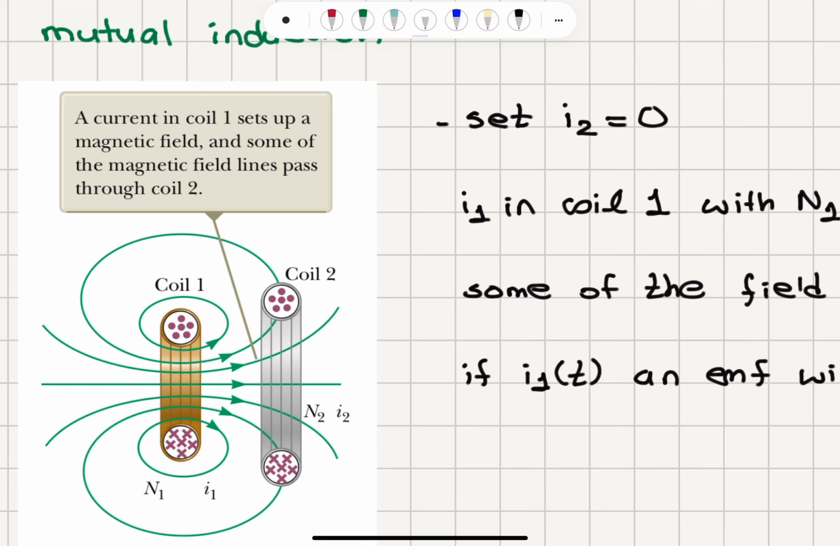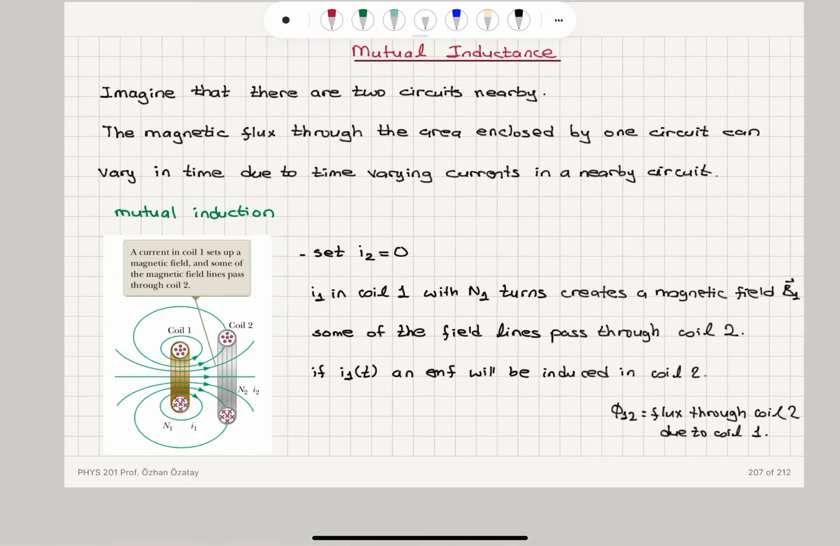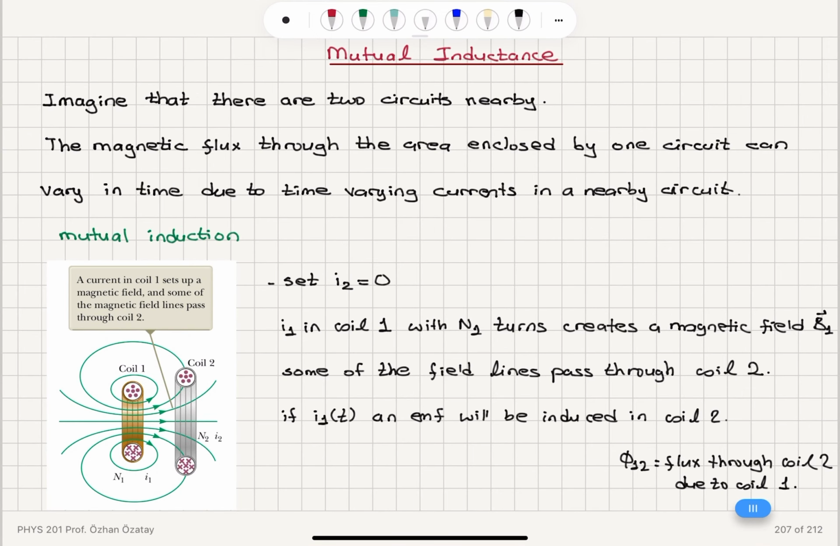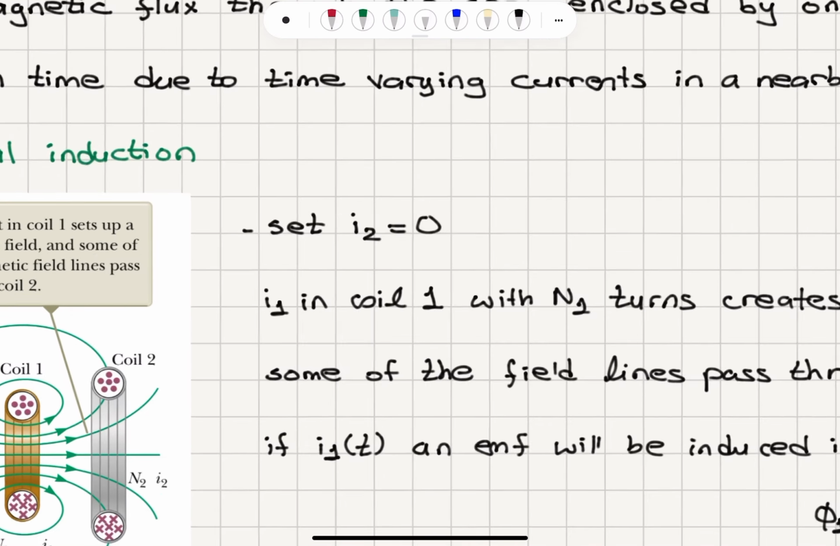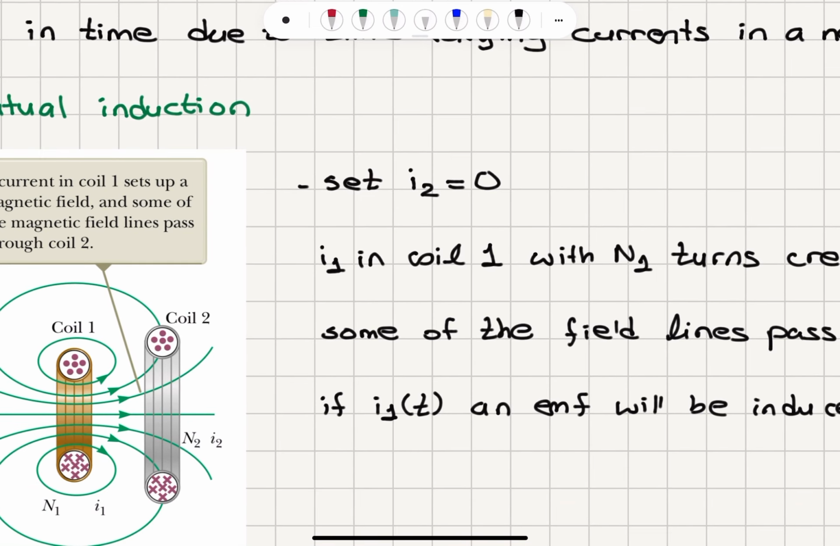So if we have the flux through this coil varying due to a time-varying current on the first coil, which creates a change in the magnetic field created by this coil, this will change the magnetic flux going through coil 2 and it will cause mutual inductance. Now, let's first set I2 to 0 so that there is no current flowing through the second coil.